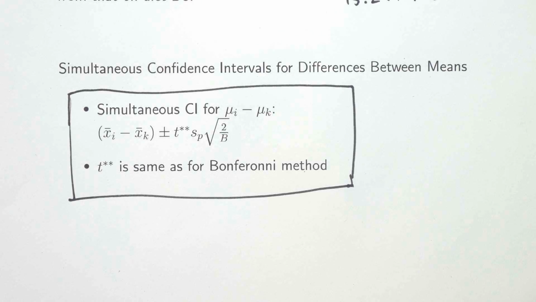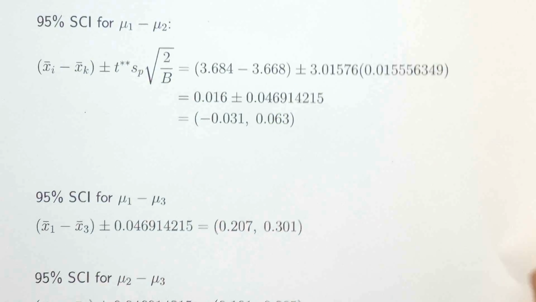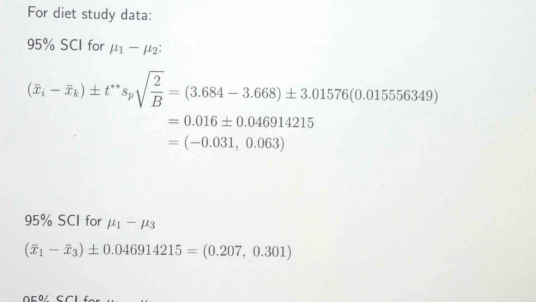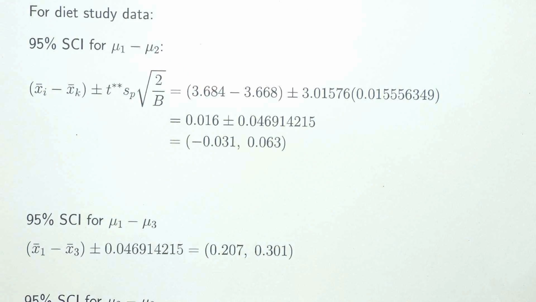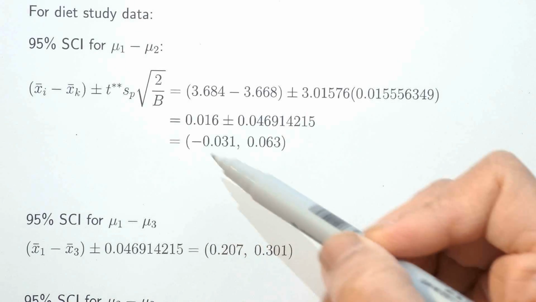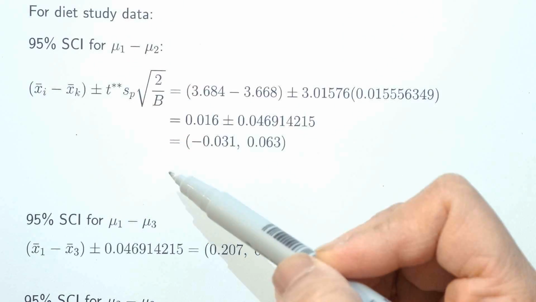And now we're in business. It's easy to do this for our diet study data. So for the diet study data comparing mu1 to mu2, we already looked at mu1 minus mu2, but we're basically doing it again here.